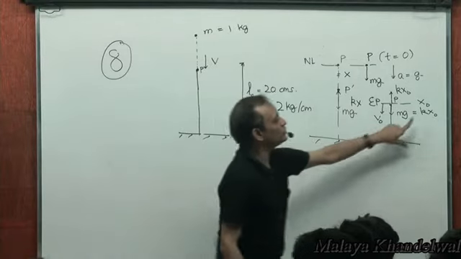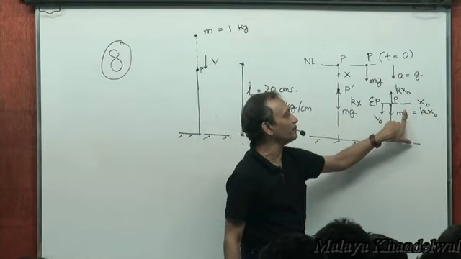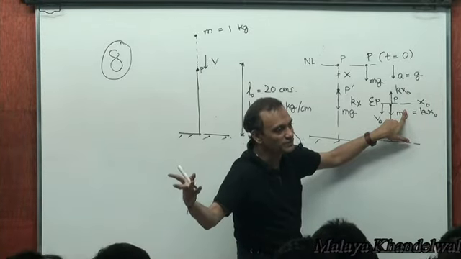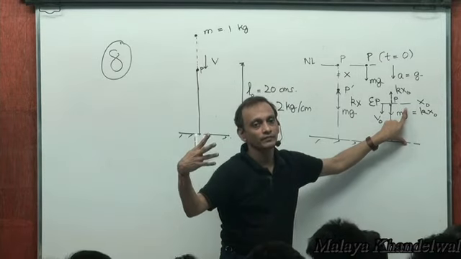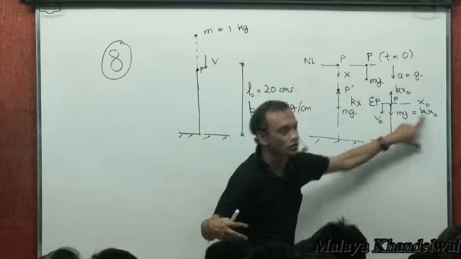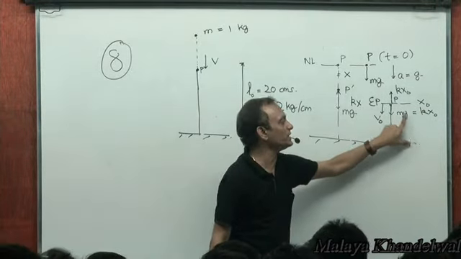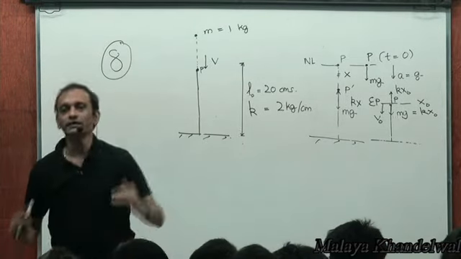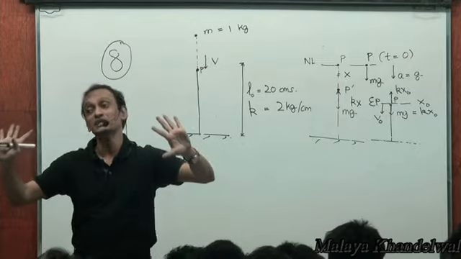Now, of course, if I use this k in kilograms per centimeter, then I shouldn't add g. Then weight must be in kilograms. You realize what I'm saying? Then force should not be written as mg, force should also be written as m. Because this will become kilograms per centimeter into centimeter, kilograms. So this should also be kilograms. If k is in kilograms per centimeter, I should not write mg, I should write m as the force.